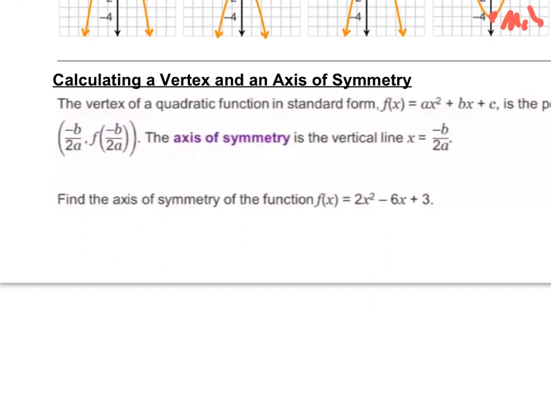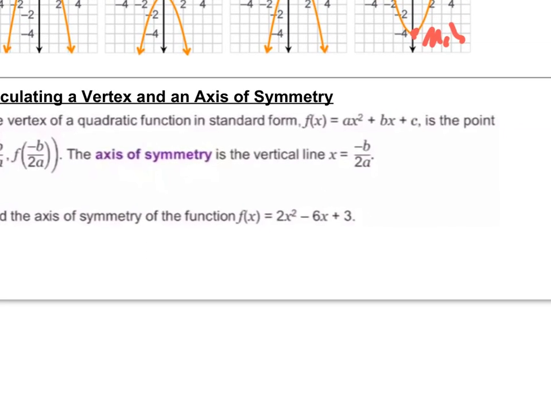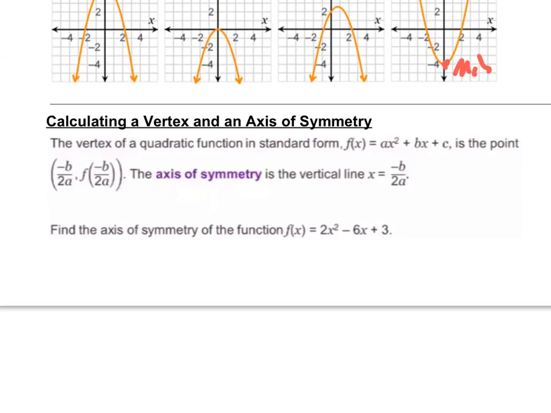Now, what we want to do is figure out how to calculate a vertex and an axis of symmetry. The way that we would do this is we use this thing called opposite b over 2a, so we have to use the coefficients of a quadratic function in standard form to be able to do this. If I were to find the vertex, the x value is opposite b over 2a. This will give us the x value of our vertex.